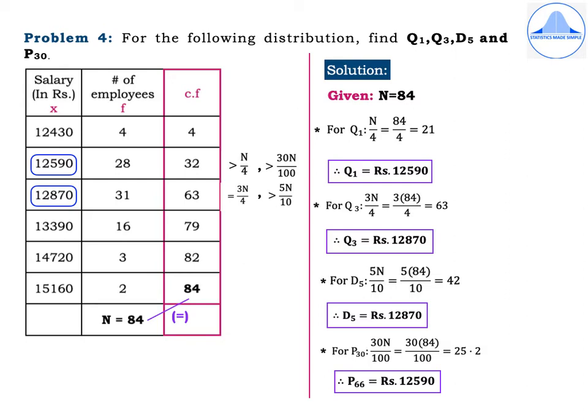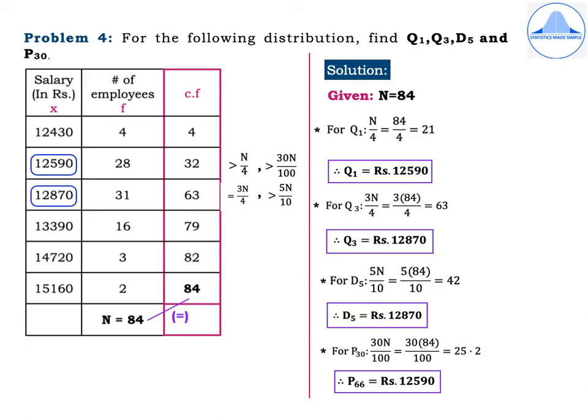For Q1, find out N by 4, which is 84 divided by 4, which is equal to 21. In the third column in the table, the value which is greater than 21 is 32. So corresponding to 32, write greater than n by 4. Then see what is the corresponding x value, and you'll get Q1 is equal to rupees 12,590.